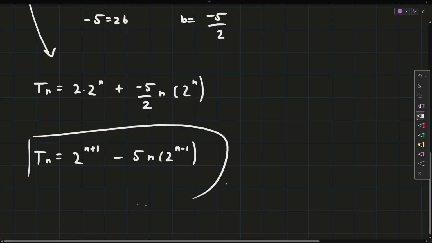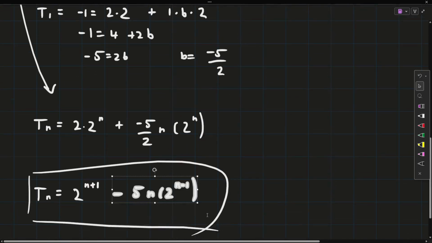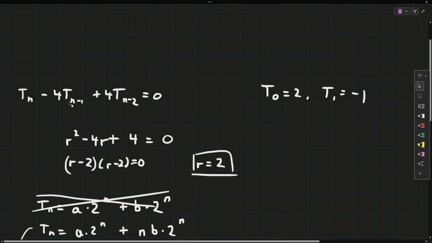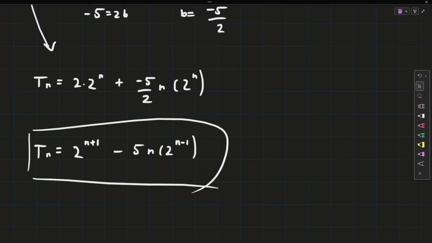So here's our solution. Again, you can plug in 0, plug in 1, and you will see that you get the correct answers for t0 and t1, and you could use the difference equation to find t3, t4, t5, and you'd see that this will give you the same answers. There might have been some questions in the previous video that you weren't able to do, so this should enable you to do them. Other than that, there's no extra questions. This is just like a special case of the last video.